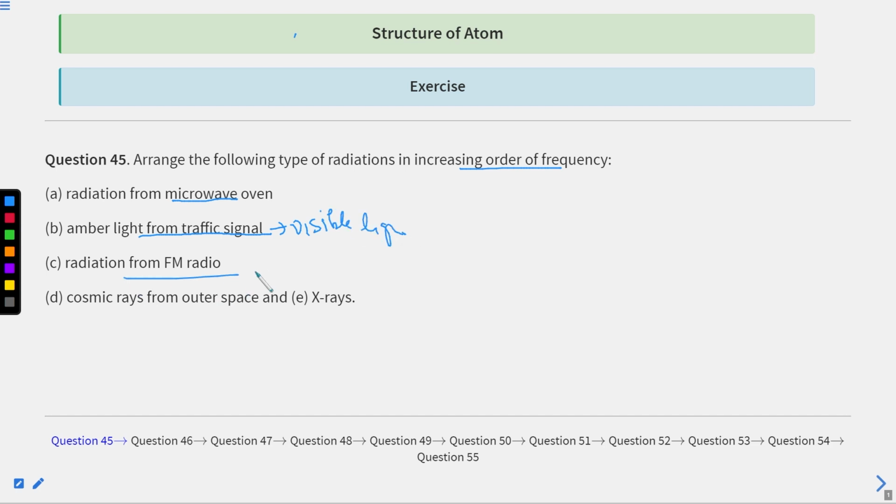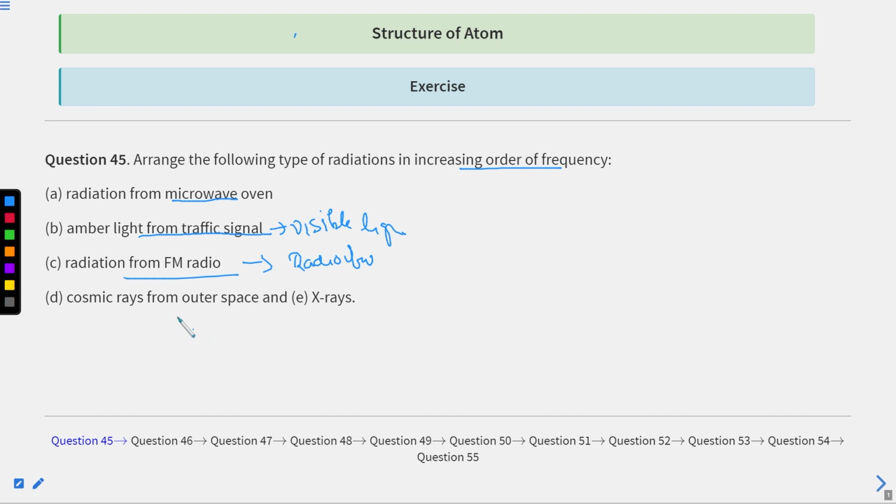Next is FM radio, so they emit radio waves. Then cosmic rays from outer space, and then we have the X-rays. So how do we do it? You can do it in terms of frequency or wavelength. If you do it in terms of wavelength, then the order will be reversed for frequency. So I am doing it in terms of wavelength.